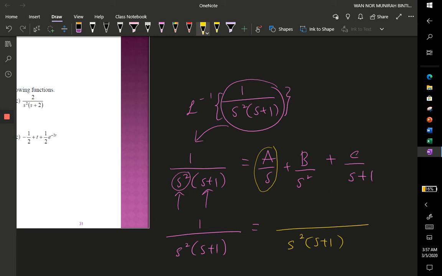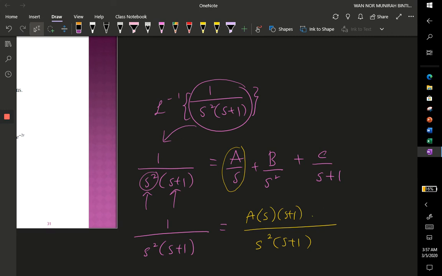Okay, the lack one is you must have another s and s plus 1, so that you have s square (s plus 1). Okay, so next, plus B. In B, you have s square, but you suppose to have s square (s plus 1).